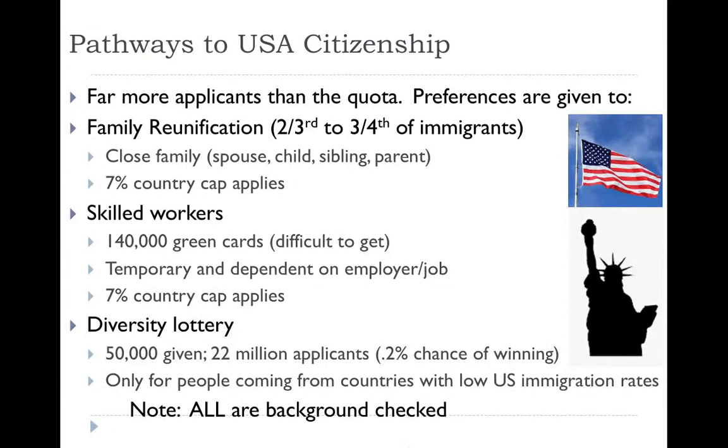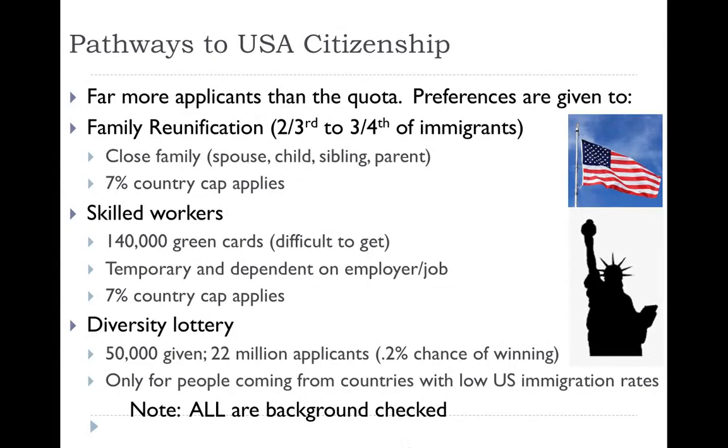About two-thirds to three-quarters of all immigrants are usually some kind of family reunification, meaning a close family member, a spouse, a child, a sibling, or a parent already lives in the United States. They want to make sure to reunite that family together and allow the rest of that family into our country. About 7% of the country cap applies to family reunification.